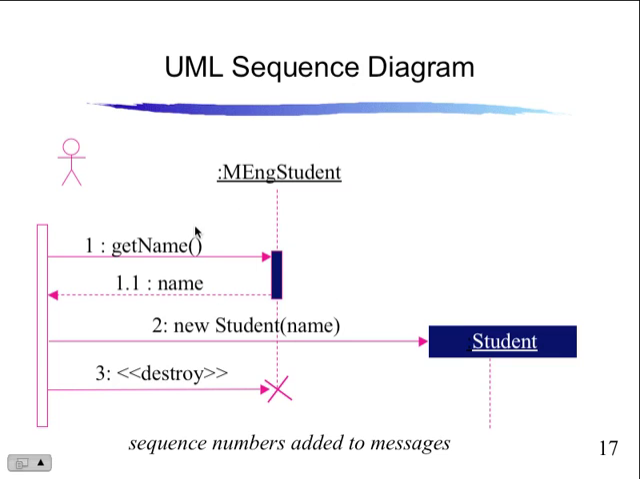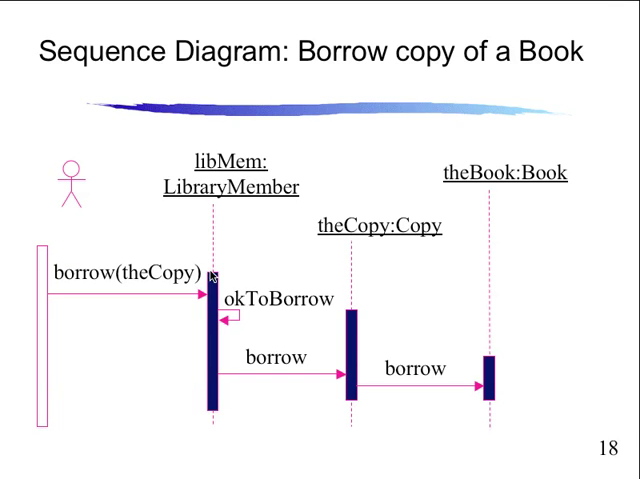The sequence basically shows you what happens when you send a message to an object, and then what gets returned from the object. And then what happens when you send another message to another object. It's not really showing you the collaboration, not showing you the classes, but it's showing you the sequence of events when running methods. Here's a sequence diagram for borrowing a copy of a book.